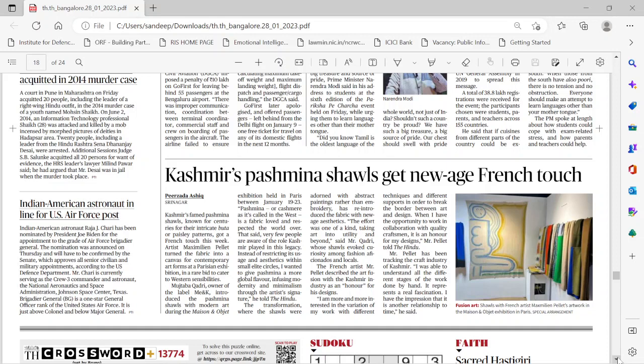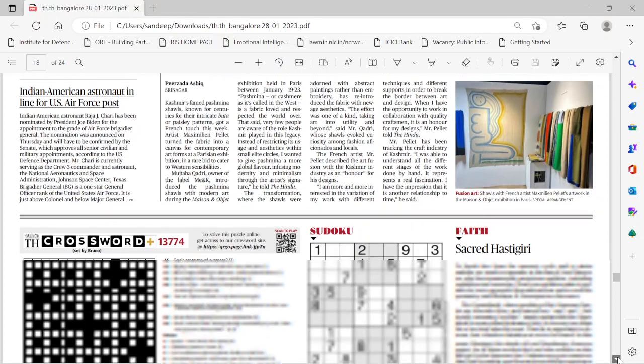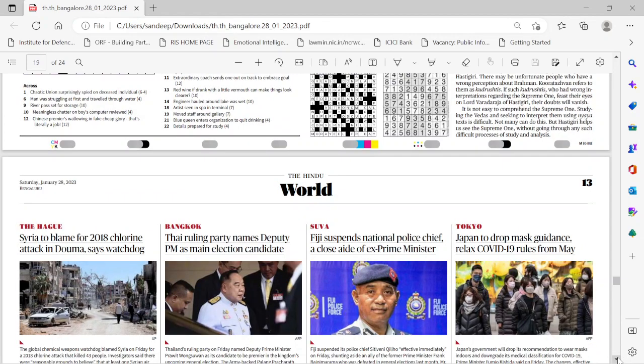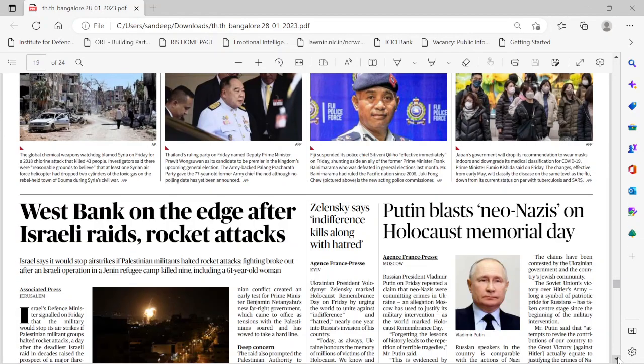Kashmir's Pashmina shawls get a new age French touch. Guys, French people are also trying to have some sort of brand with India, where they are trying to do designs with Kashmir's Pashmina wool with the help of the French. The Pashmina goat is very popular, and its wool is very thick and of good quality, and it's in great demand in the world. So that's what they're talking about, guys.